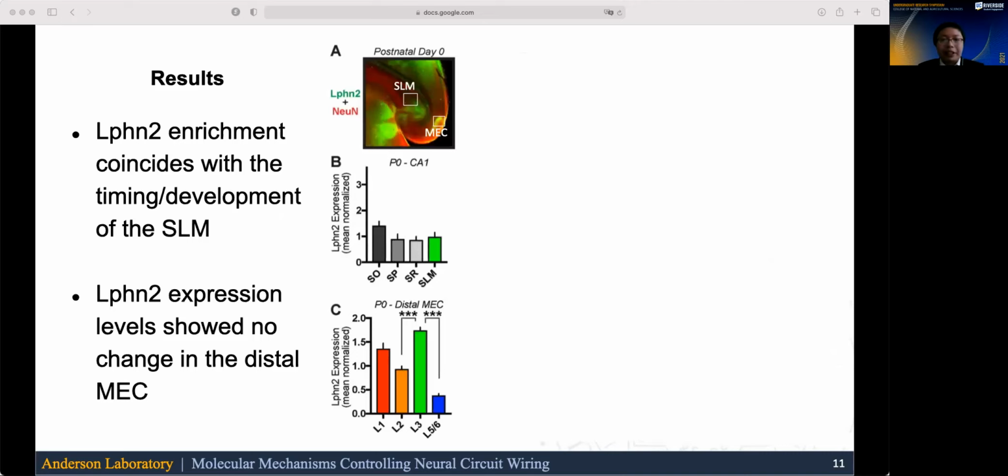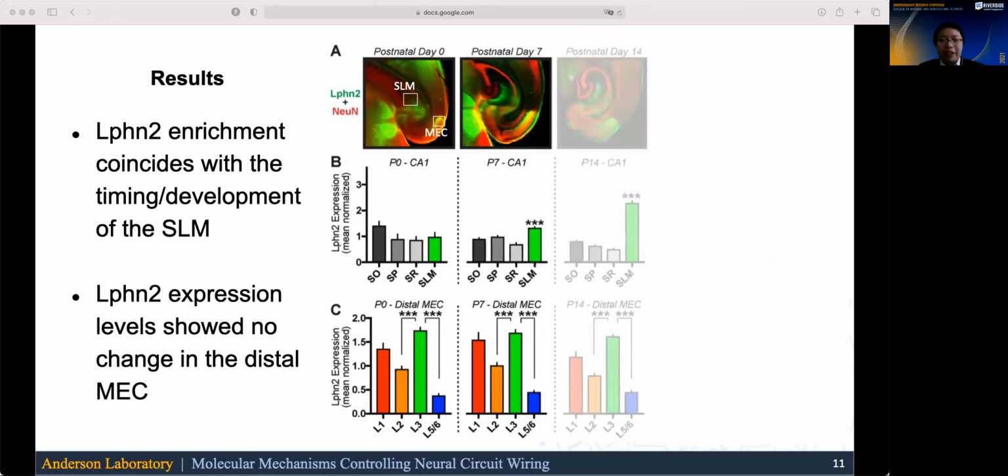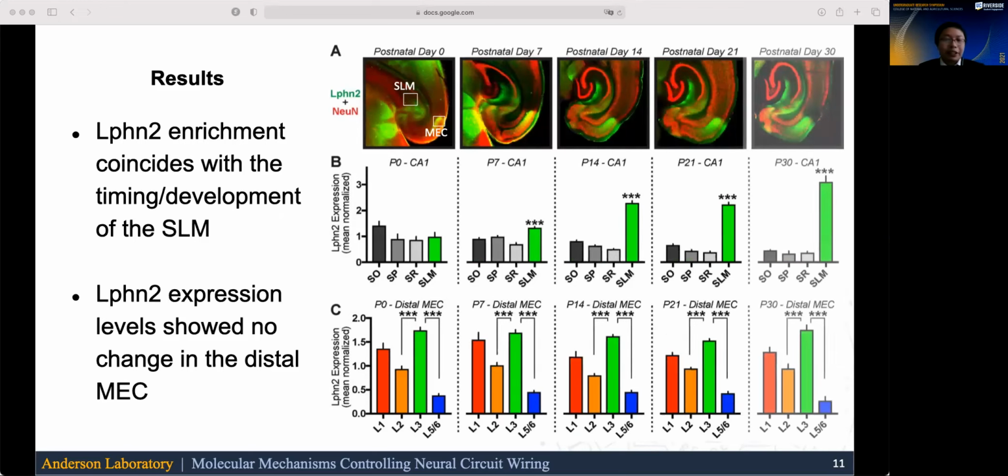And so we found that the latrophilin 2 signal was brightest in the dorsal region as compared to the ventral region, and that the MEC gradient is established before the CA1 gradient. So looking from the dorsal to ventral MEC, we see that in the SLM it is enriched, and that latrophilin 2 enrichment coincides with the timing of development of the SLM. We see that the brightest signal is in the SLM in the most dorsal portions, and it gets dimmer in the ventral portions in the MEC. And we also see that the MEC gradient is established before the CA1 gradient.